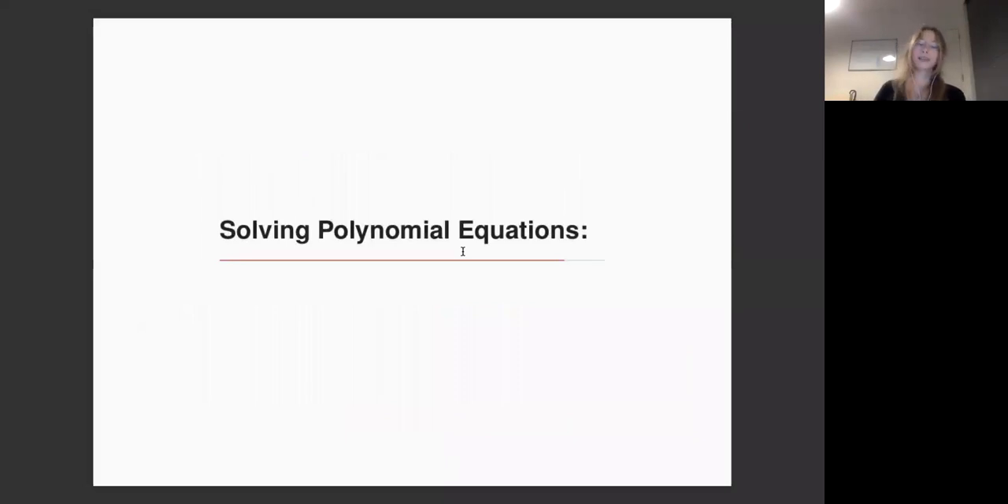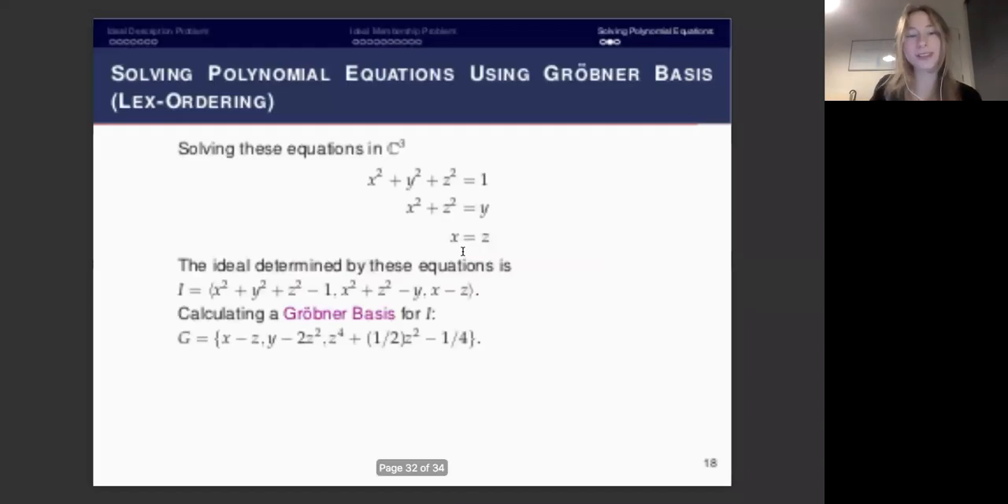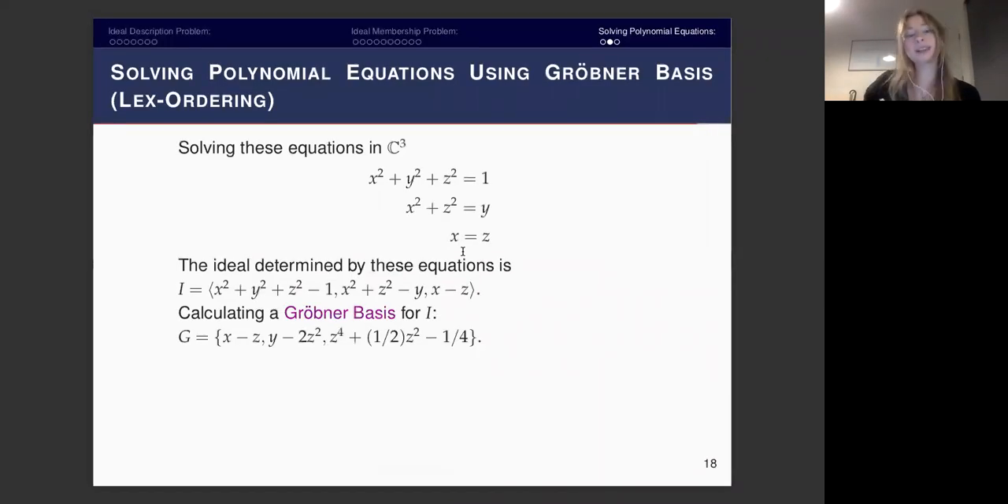Now our last question was about solving polynomial equations, but this won't have a rigorous answer. We'll see why. We will study this using an example. Let's try to find the solution of this system of equations, which are polynomials over the complex field. The ideal determined by these equations is as follows. Here I'm making sure that the right-hand side remains 0.